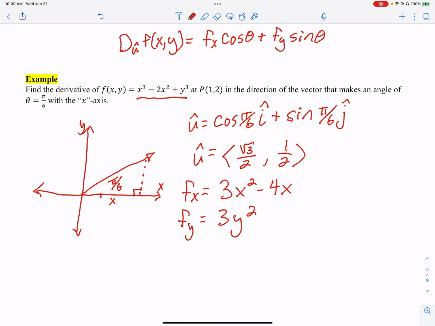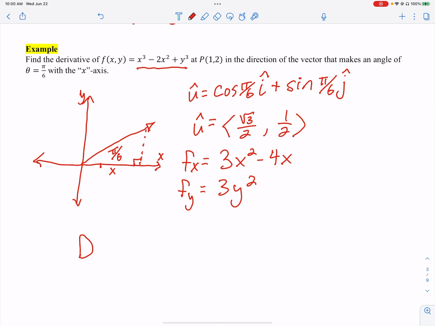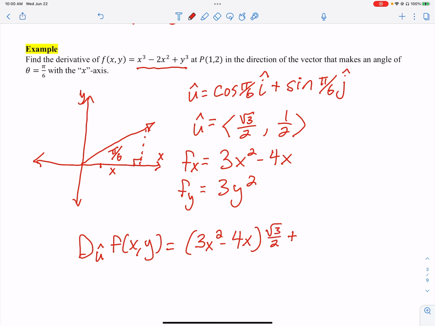All right, so how we compute our directional derivative is we say the directional derivative in the direction of u of f(x, y) is equal to, okay, I got 3x squared minus 4x times radical 3 over 2. That's the cosine. Plus, it's not a vector, it's a derivative. So we have a number, 3y squared times 1/2.